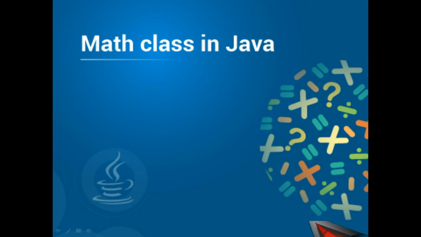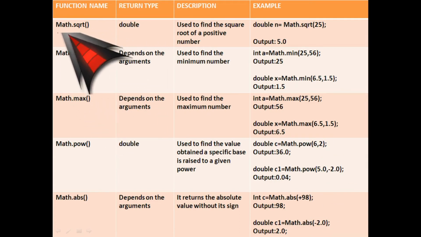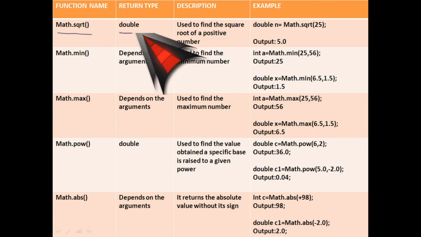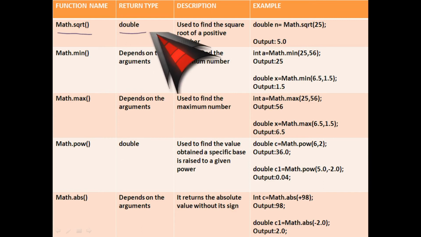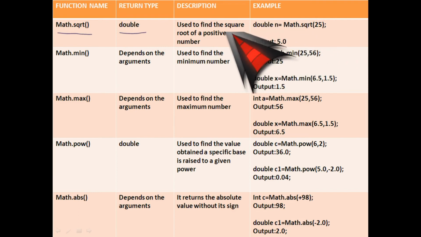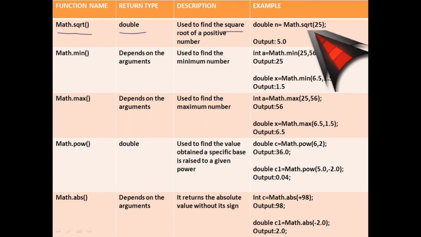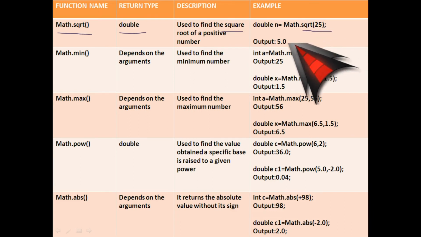The first one that we will do here is Math.sqrt. Remember, the M is in capital. The result will always come in the fractional part, which is why it comes in double. It finds the square root of any positive number. So 25 will give me the square root as 5.0.